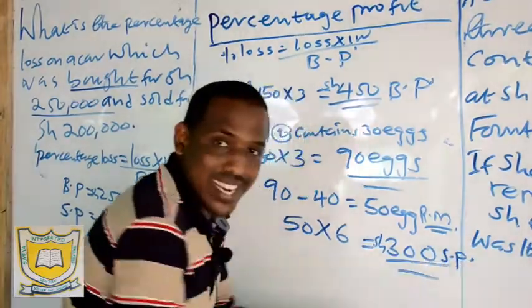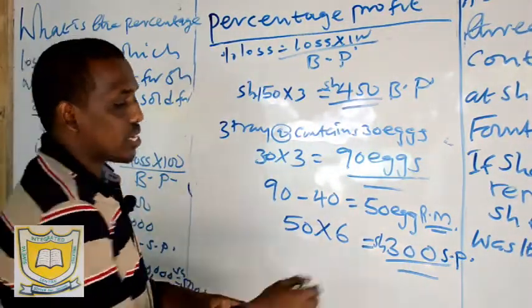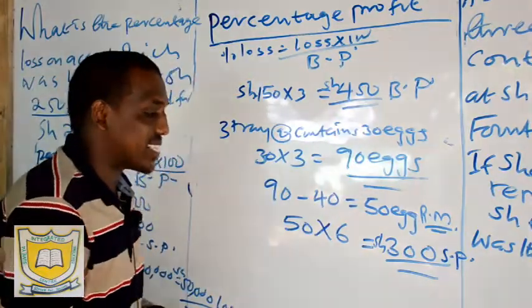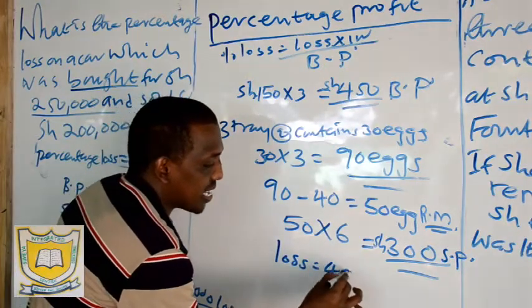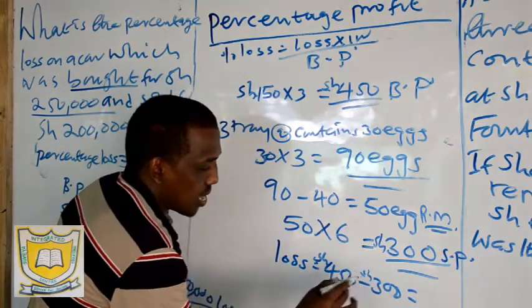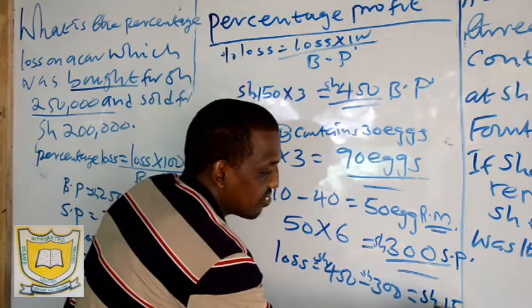Then the question is asking, what is the percentage loss? To get the percentage loss, you must get the loss first. How do we get the loss? Loss equals buying price minus selling price. So the loss is equal to 450 shillings minus 300 shillings, you will get 150 shillings.